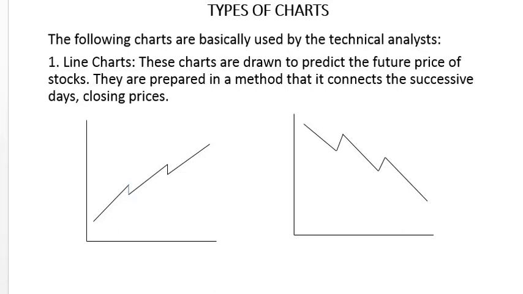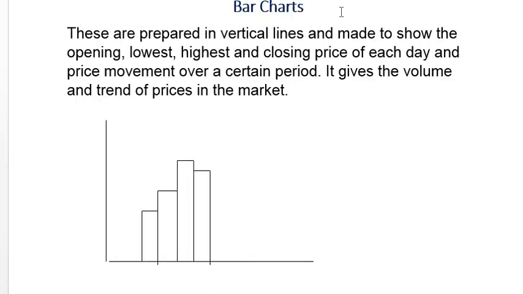The next one is bar charts. These are prepared in vertical lines. In the line chart only closing prices were shown. Here the opening, closing, lowest and highest prices of each day, and price movements over a certain period are shown, and of course it gives the volume and trend of prices in the market. In these bar charts we'll take the days here and the prices here. You must have seen these bar charts and line diagrams very practically. For example, if you are watching cricket, they also show the runs scored over a period of time, and how the runs have been scored in one over.